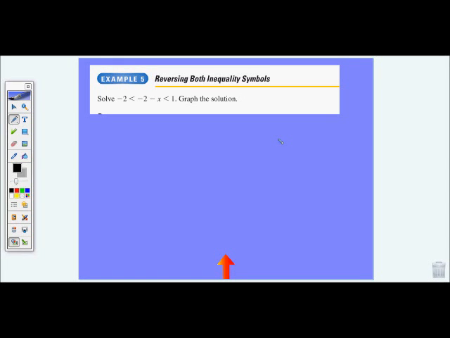Moving on with example 5 and 6. Example 5 is dealing with reversing the inequality symbols. And if you remember, the only time you need to worry about that is if you are multiplying or dividing by a negative. So of course this is going to be an example of this. It says solve and then graph the solution again. Same rules we always did.